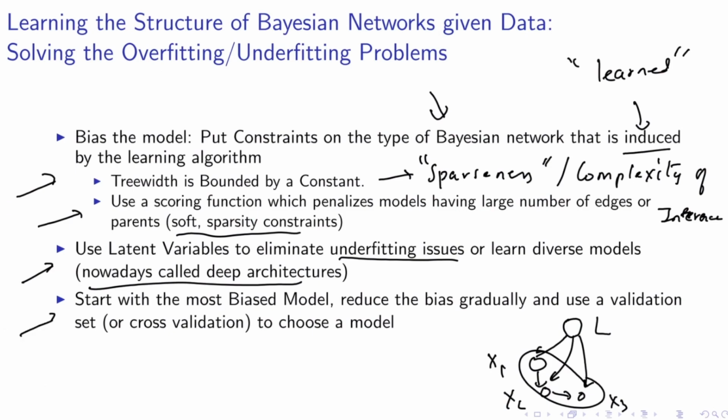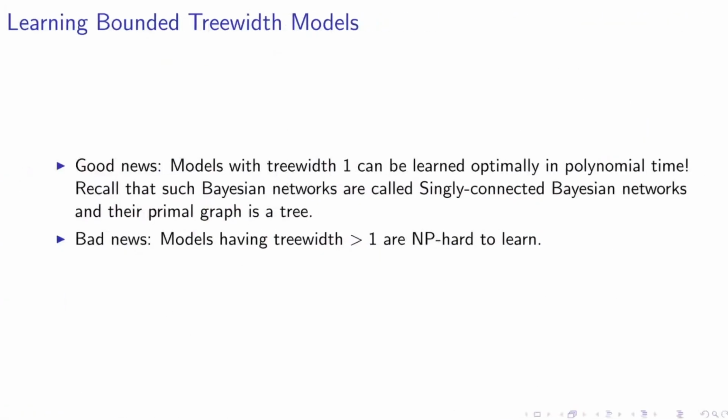And finally, we can be good machine learners, right? And use Occam's razor to our advantage by performing something called model selection, where we start with a biased model and then gradually reduce the bias of the model, using either cross validation or a separate validation set to choose the correct model. Okay, so these are some of the things that we are going to do in this class.